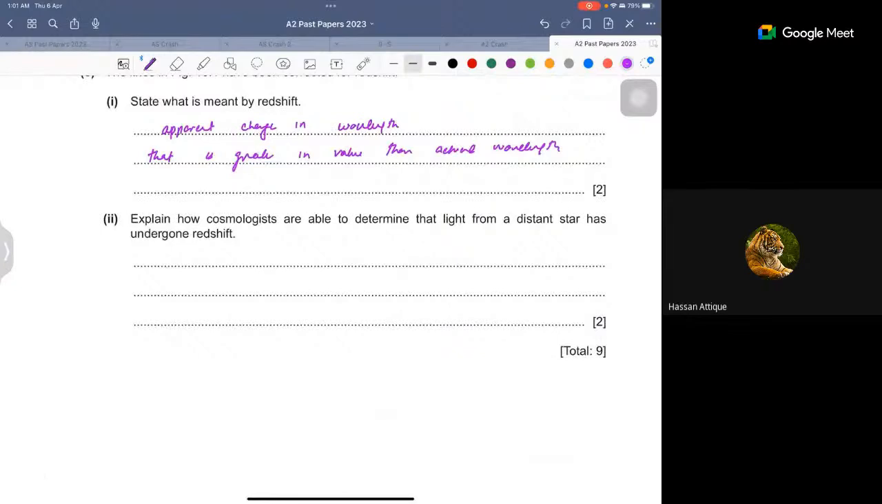So how do they know? It's by the line spectrum. The spectrum observed of the light from the star is compared to the spectrum of the same gas done within a lab on Earth. Okay, so that's how you do that.